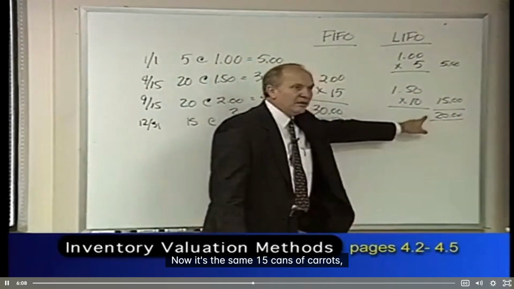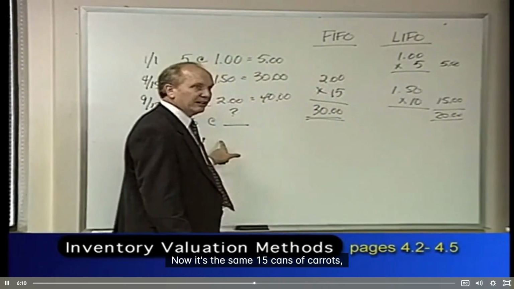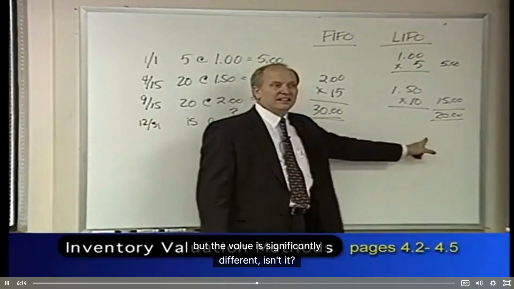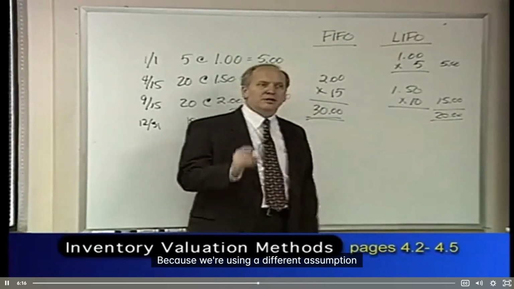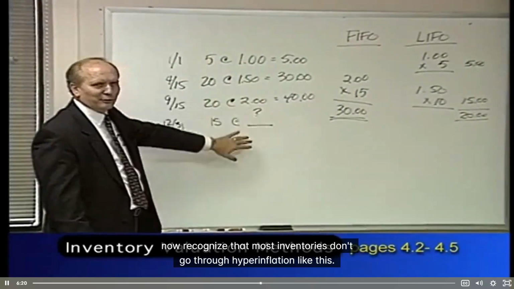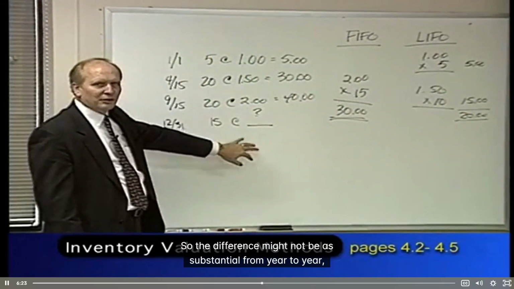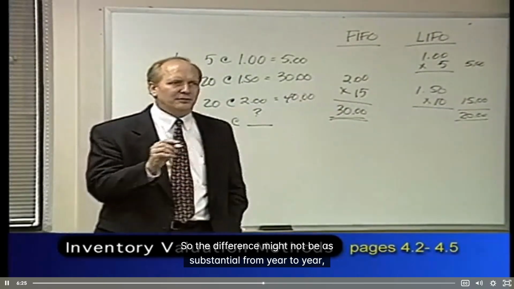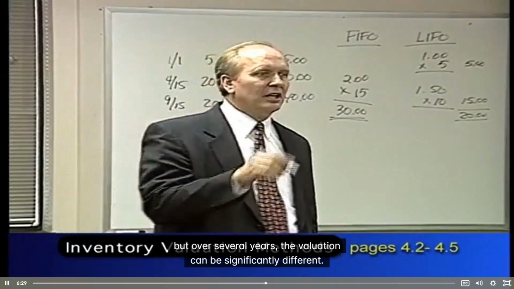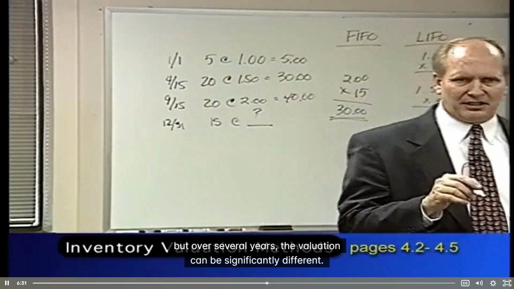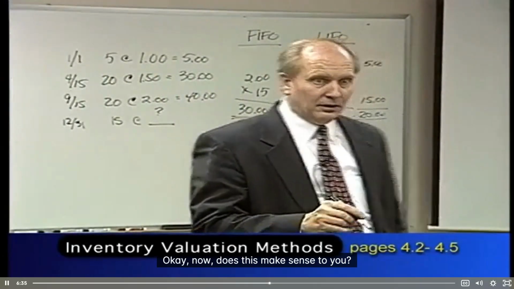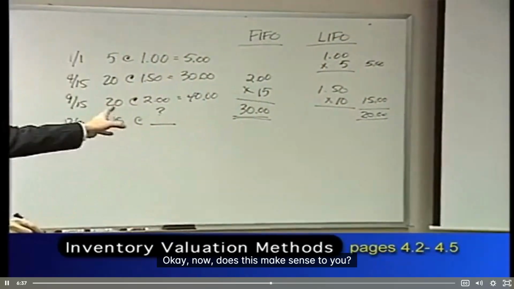Now it's the same 15 cans of carrots, but the value is significantly different, isn't it? Because we're using a different assumption. Now recognize that most inventories don't go through hyperinflation like this. So the difference might not be as substantial from year to year, but over several years, the valuation can be significantly different.